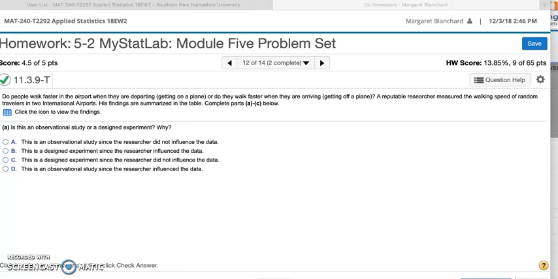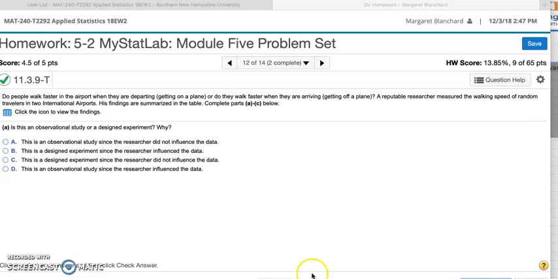Module 5, problem number 12. Do people walk faster in the airport when they are departing, getting on a plane, or do they walk faster when they are arriving, getting off a plane? A reputable researcher measured the walking speed of random travelers in 2 international airports. His findings are summarized in the table. Complete parts A through C below.